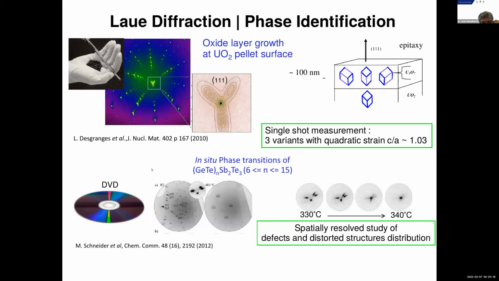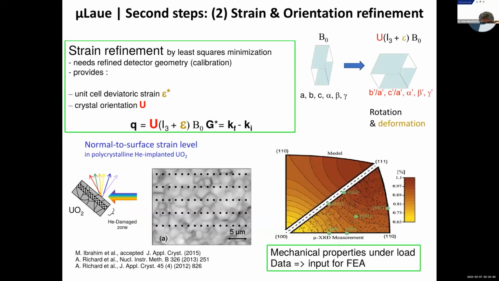And so LaueTools is also able to follow in situ: you can heat up the sample, and you can see that the Laue pattern can evolve, and you can have an idea of the defects that appear or disappear. Okay, this is an estimation of the strain again on this UO2 material as a function of the orientation, and the results were in good agreement with the simulation and the model.